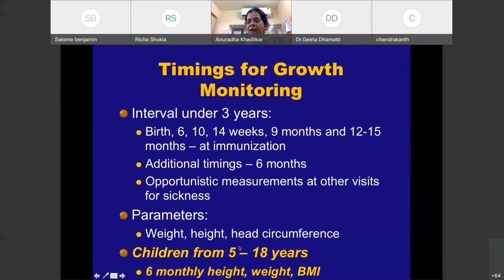So generally we advise that though we have said in the guidelines that it should be 6 monthly, anywhere between 6 months to 1 year for recording height, weight and BMI for a normally growing child is okay. But if a child is not growing normally, you may have to measure the child even every 3 months, because if you wait for 1 year, the child has actually fallen back by 1 year.